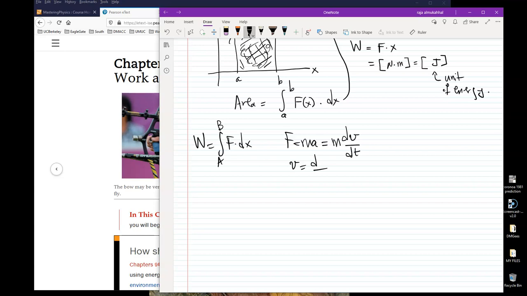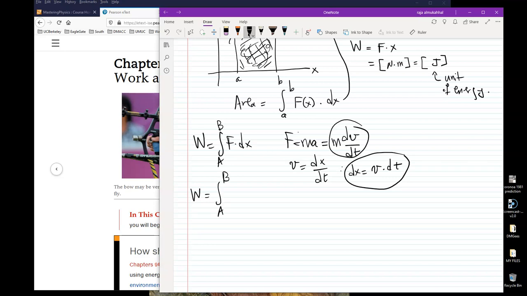All right, so we have v is dx/dt, correct? So this means dx is v times dt. So I'm going to take this expression and this expression for the force and plug them all in there. So the work in this case is going to be, from A to B, F is equal to m dv/dt times dx, which is v dt. Look at the dt's cancel out. So I'm left with, from A to B, the integral of mv dv.